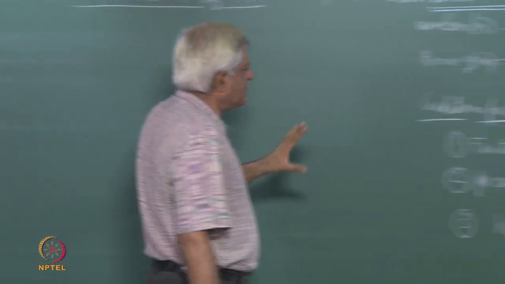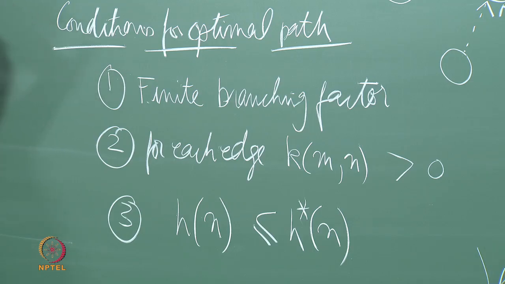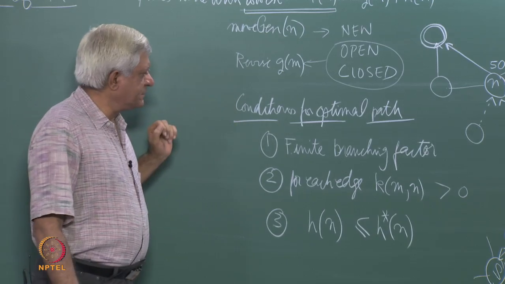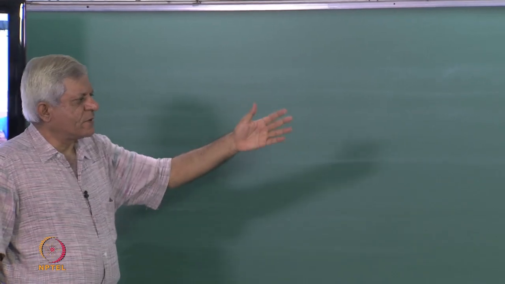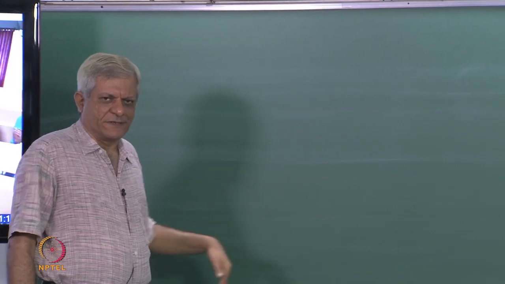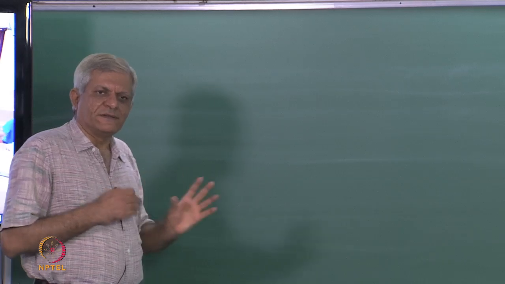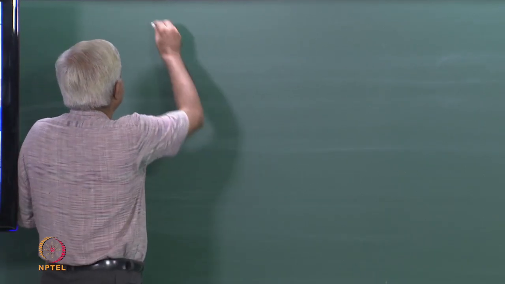So, if these three conditions are true, then A star is admissible, and by admissible we mean it always finds the optimal path. If there is a path from start to the goal, then it will find the optimal path from start to the goal and it will terminate with that. So, we will do this through a series of small lemmas. We will prove a series of statements and eventually conclude with this property of admissibility and a couple of more properties. We will compare heuristic functions to see how we can say that one heuristic function is better than another heuristic function. So, we will have a series of lemmas.